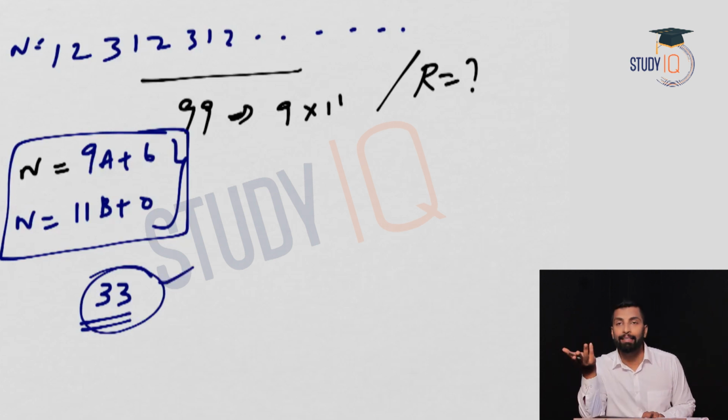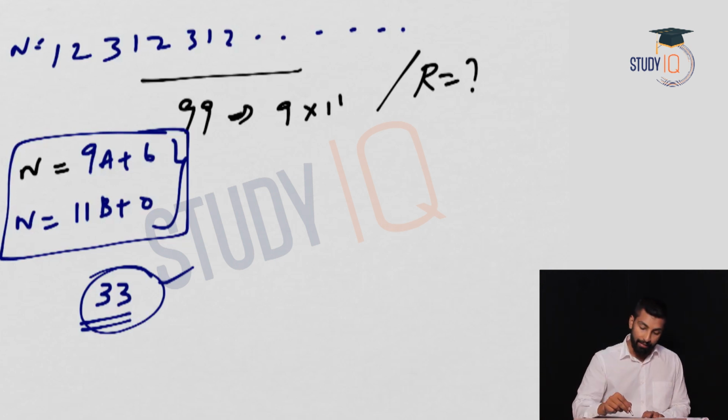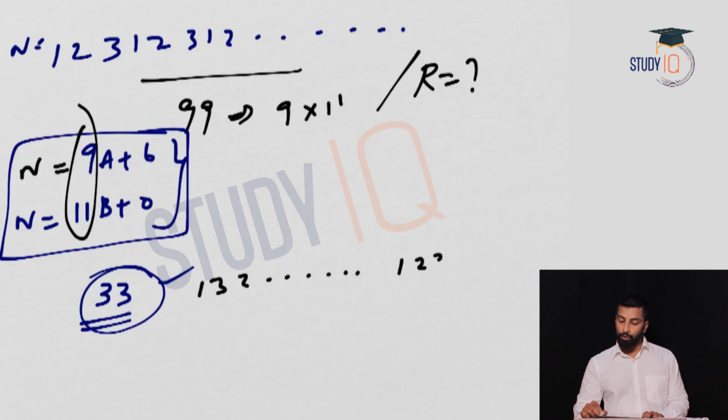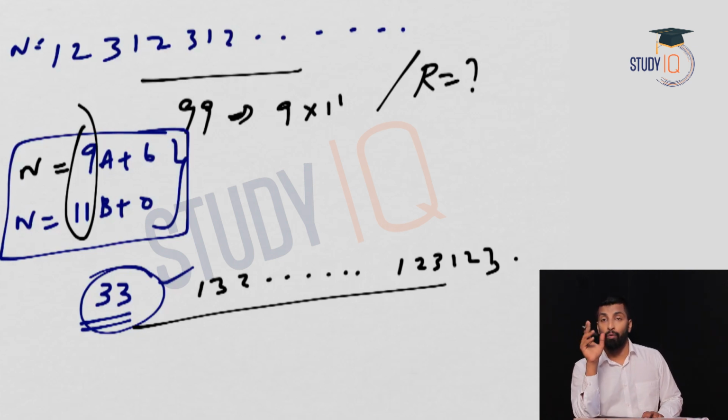But to tell you why it is 33, I have explained the other concepts. It is going to make an AP with a common difference 99. Why 99? The divisor is 99. So 33 plus 99, 132, etc., it will go. Finally you get 123, 123, 123. Now if you take any term from this AP, you divide by 99, you get the same remainder. Why? Because 99 is the common difference of the AP.